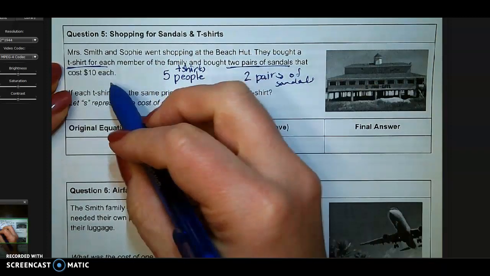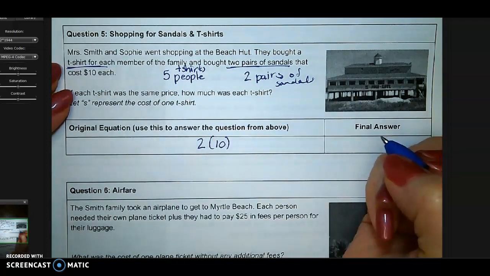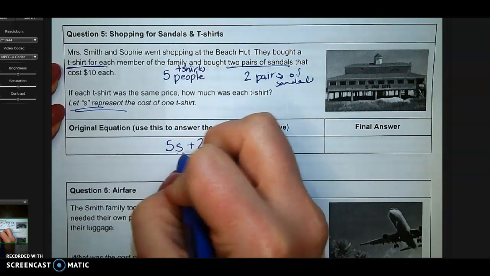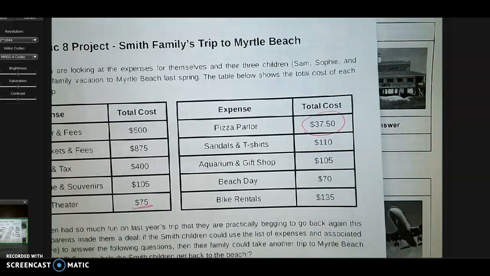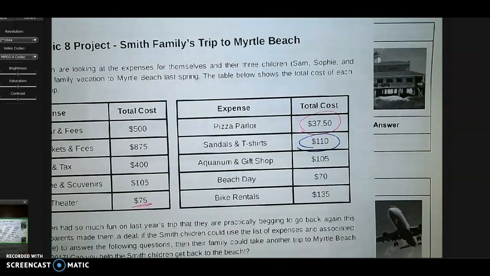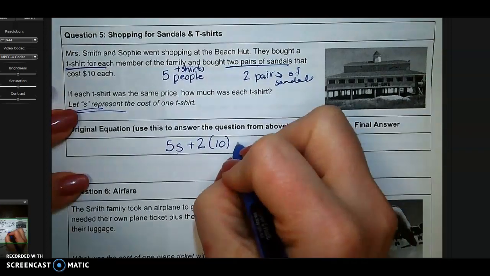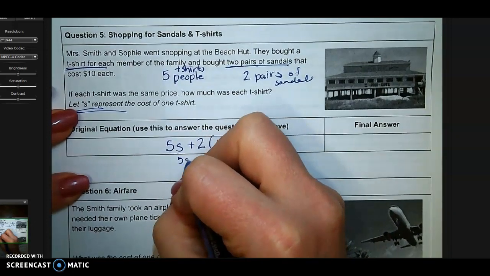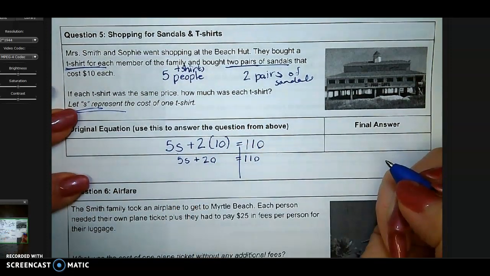It says that the sandals cost $10 each. So 2 times $10, and then it says, okay, let S represent the cost of 1 t-shirt. Well, I needed not just 1 of them, I needed 5 of them. And if I look over here, I can see that we spent $110 on t-shirts and sandals. So that means 5 times the price of the t-shirt plus $20 for the sandals was $110.